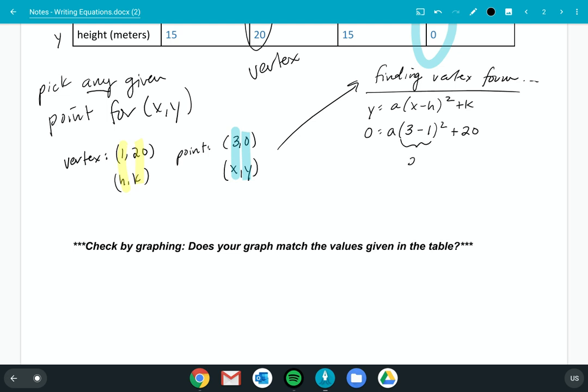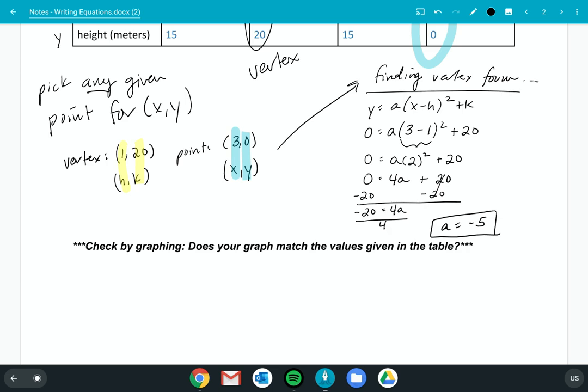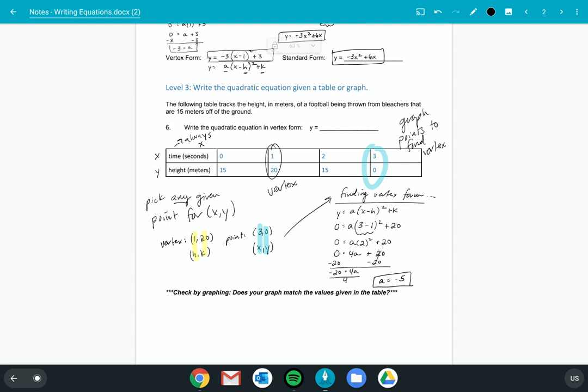So 3 minus 1 is 2, and 2 squared gives me 4. So I'm just going to write that as 4a plus 20, because that 20 just comes down. It's been there the whole time. Keep in mind this is also equaling 0. So solving this now for a, I want to subtract 20 from both sides. So I have negative 20 equals 4a. And then dividing everything by 4 to get that a by itself, I know that a is equal to negative 20 over 4, which is negative 5. So using that information, I now know that my vertex form is y equals negative 5 times x minus 1 squared plus 20, which I can write up here.